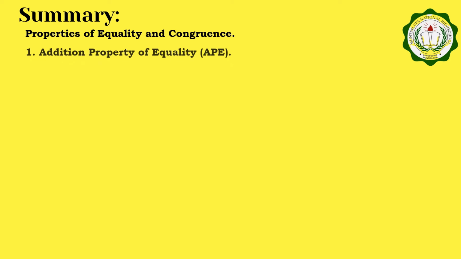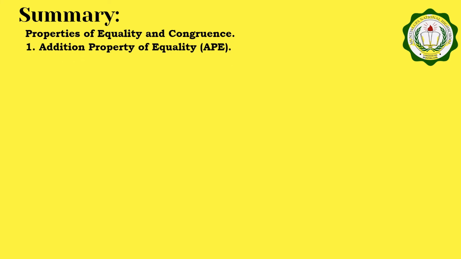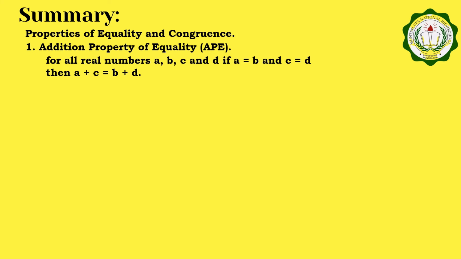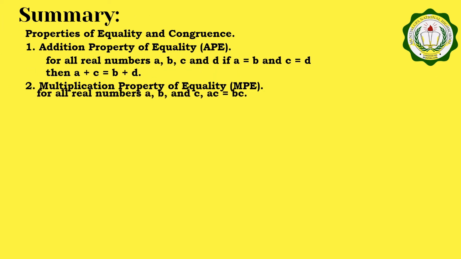Let us now summarize what we have learned today. Today, we have learned the properties of equality and congruence. One is the addition property of equality, or APE, which states that for all real numbers a, b, c, and d, if a is equal to b and c is equal to d, then a plus c is equal to b plus d. Next one is the multiplication property of equality, or MPE. This states that for all real numbers a, b, and c, a times c is equal to b times c.